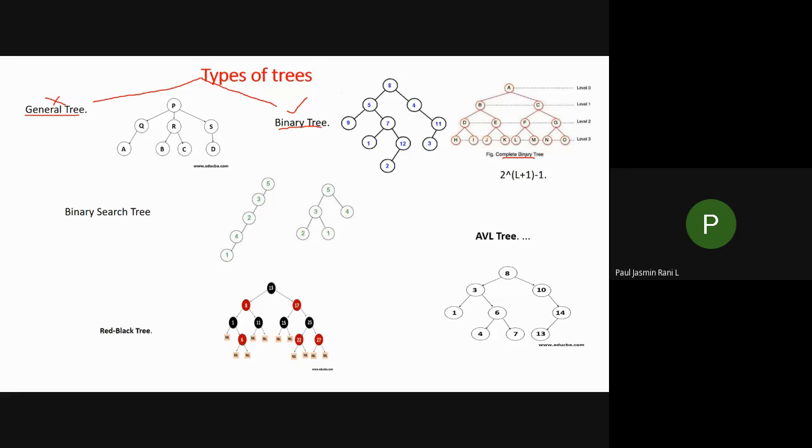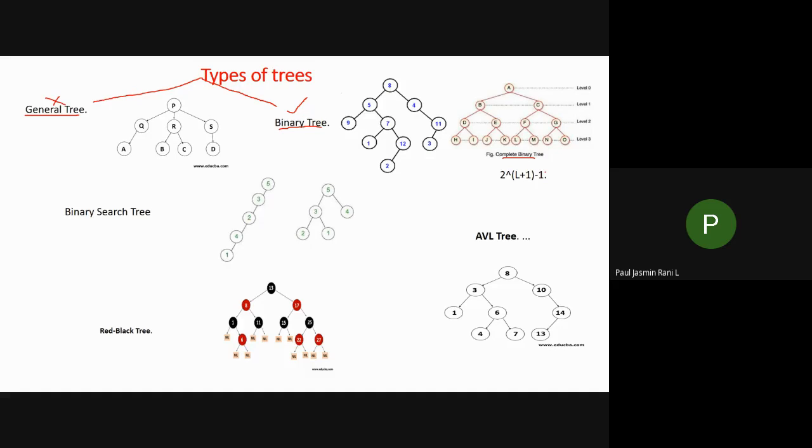But in the case of a complete binary tree, all the nodes should have either 0 children or 2 children. You should not have one child. So that is the rule to be followed for a complete binary tree. And in a complete binary tree, in the final level, all the nodes will be filled. See this example: for a complete binary tree you have 3 levels, and in those 3 levels all the nodes are filled, isn't it? So we call this a complete binary tree.